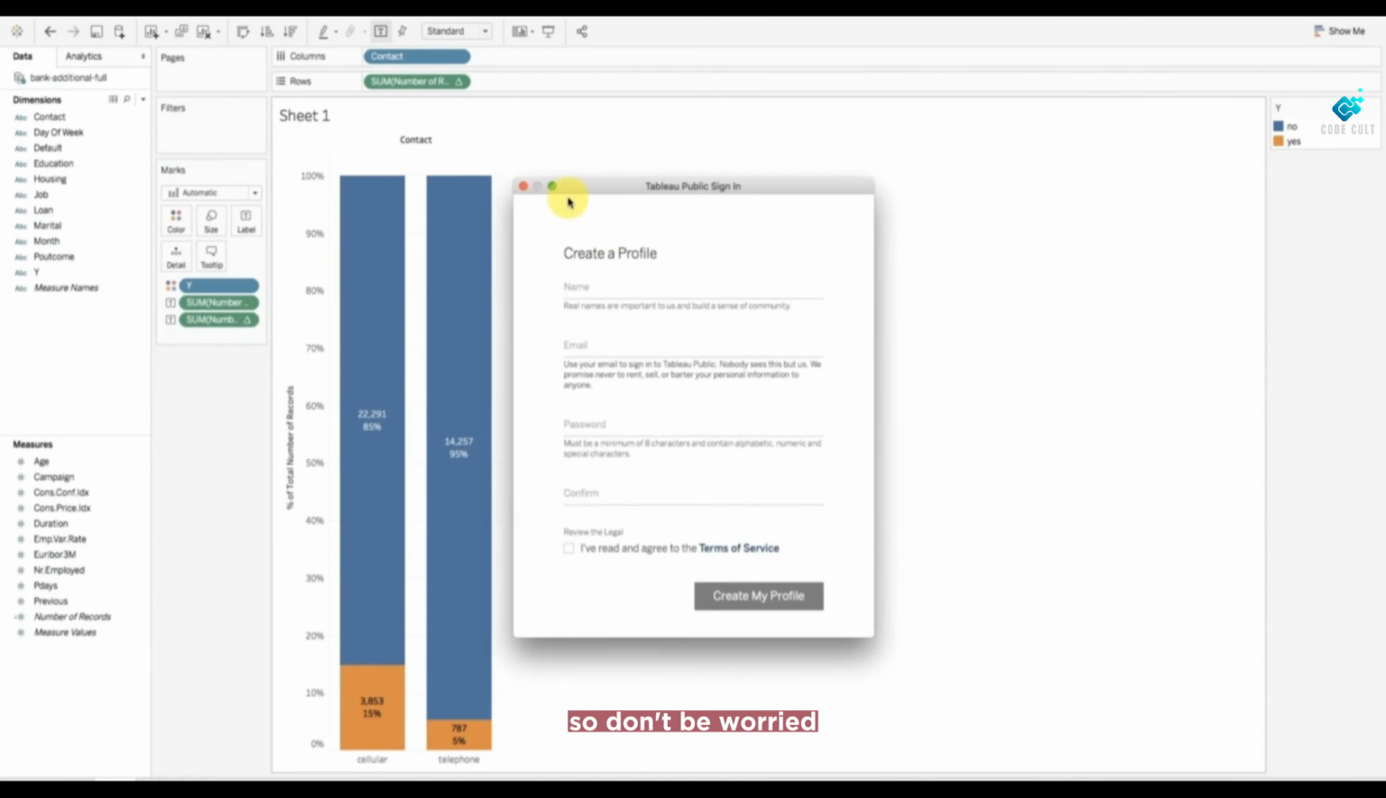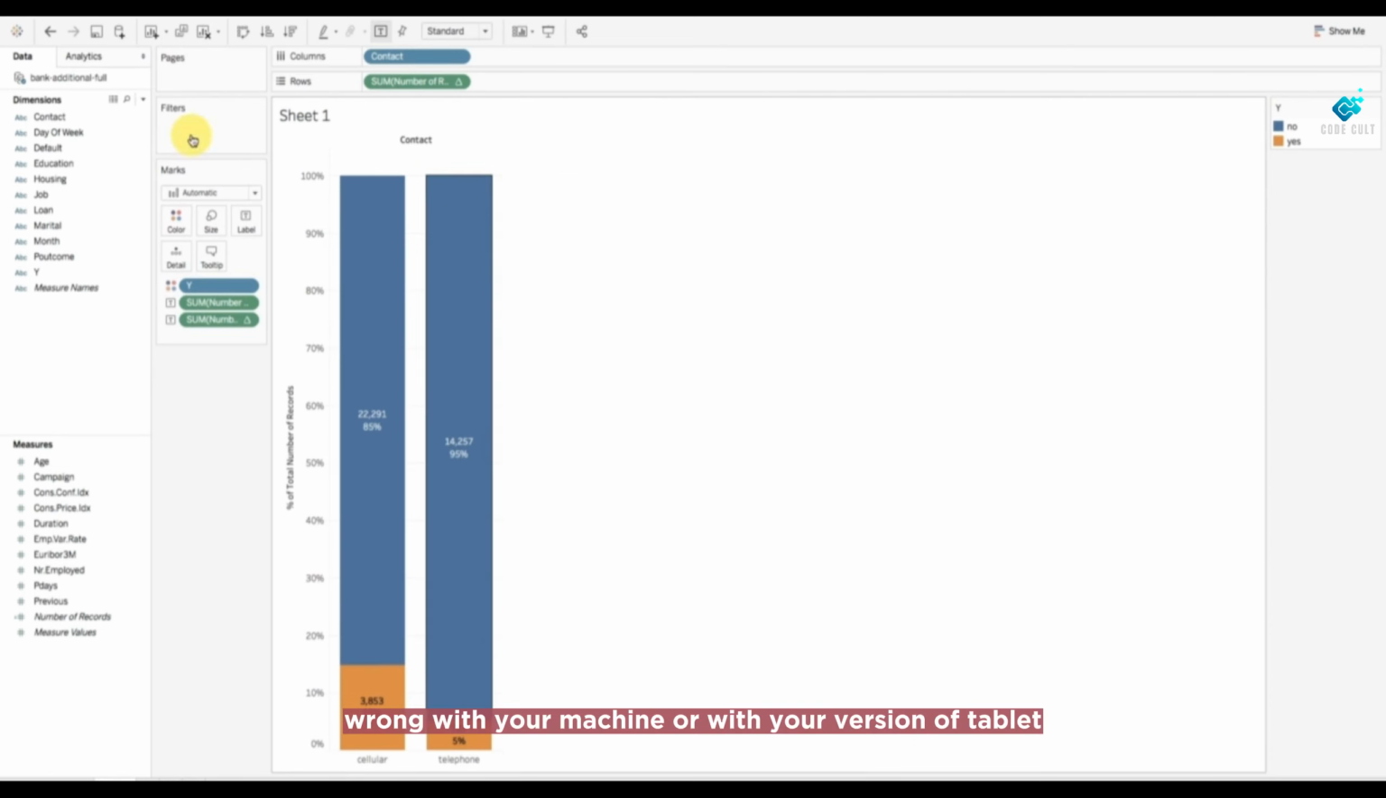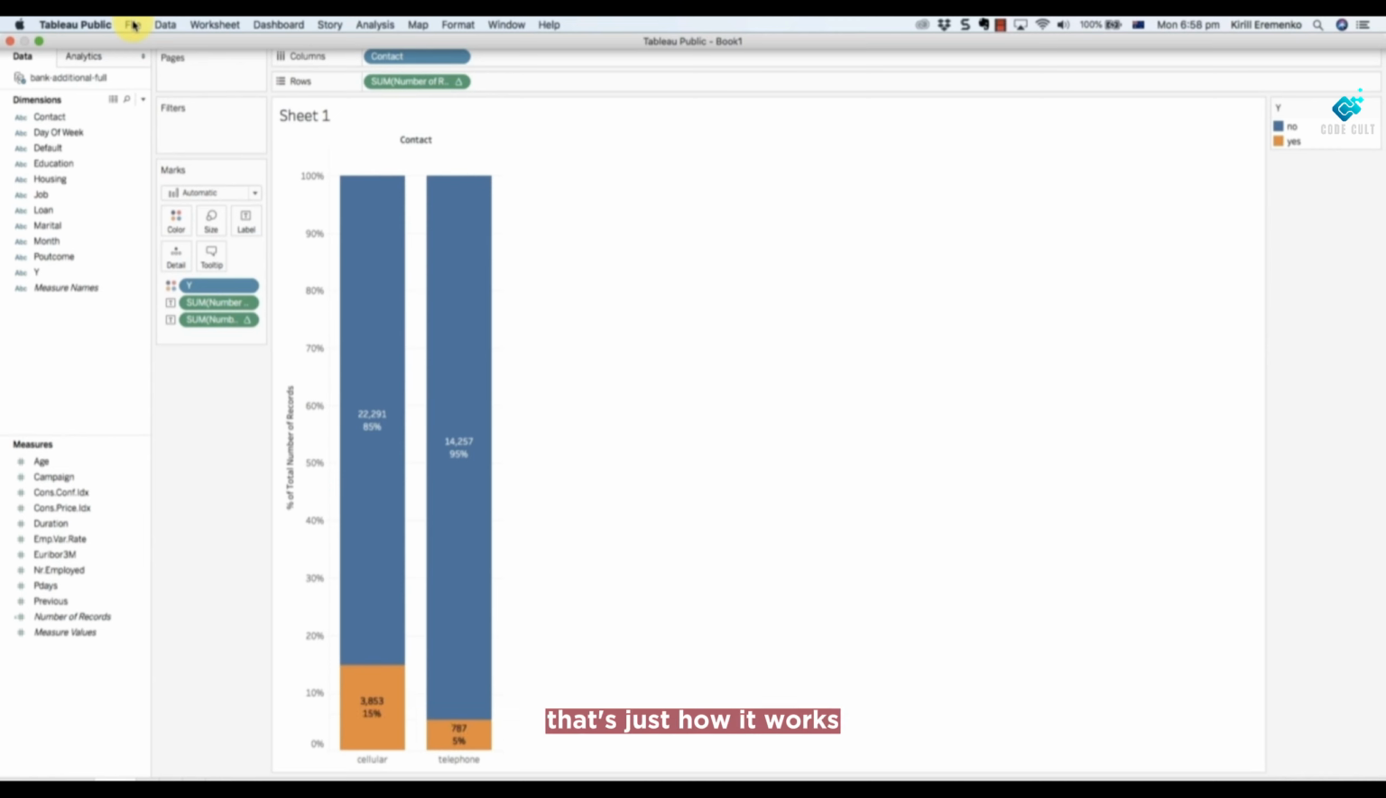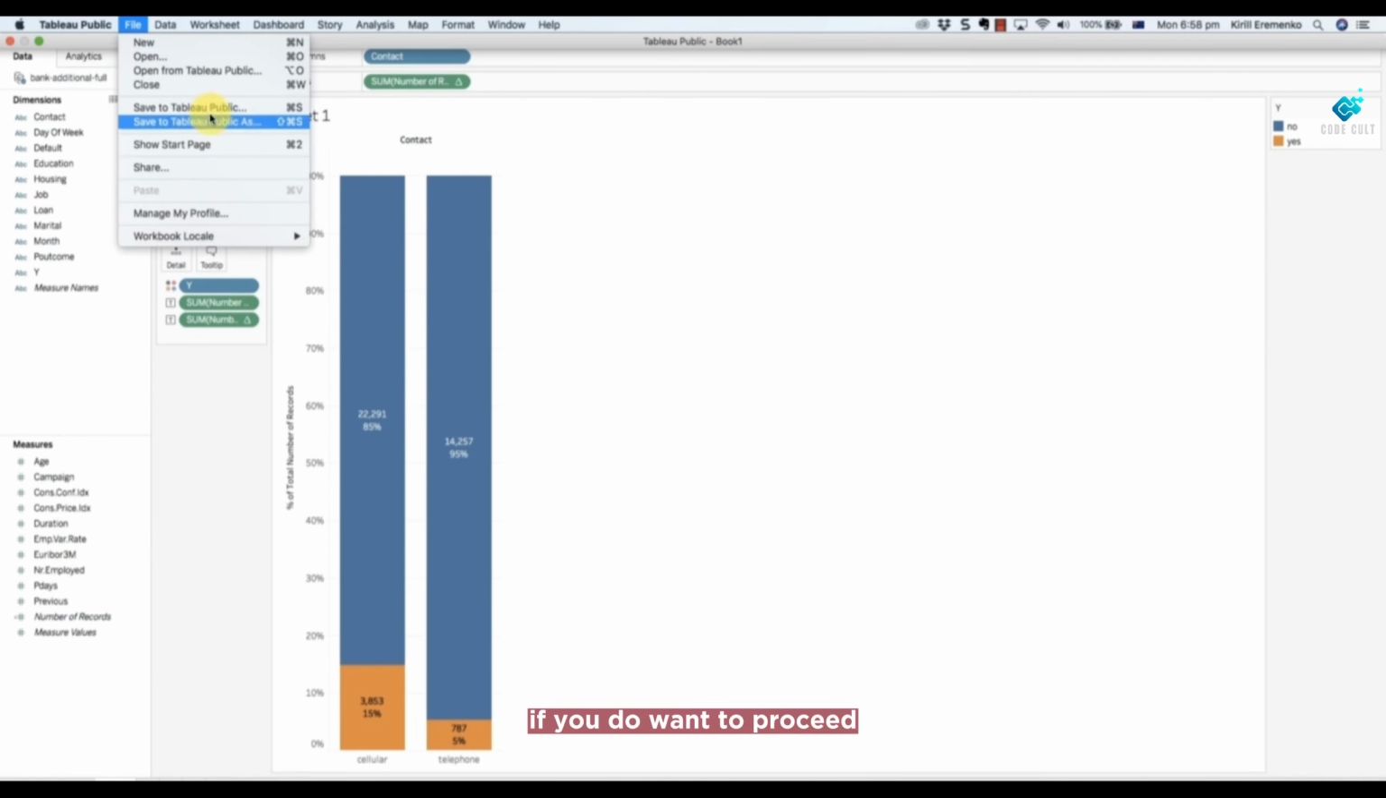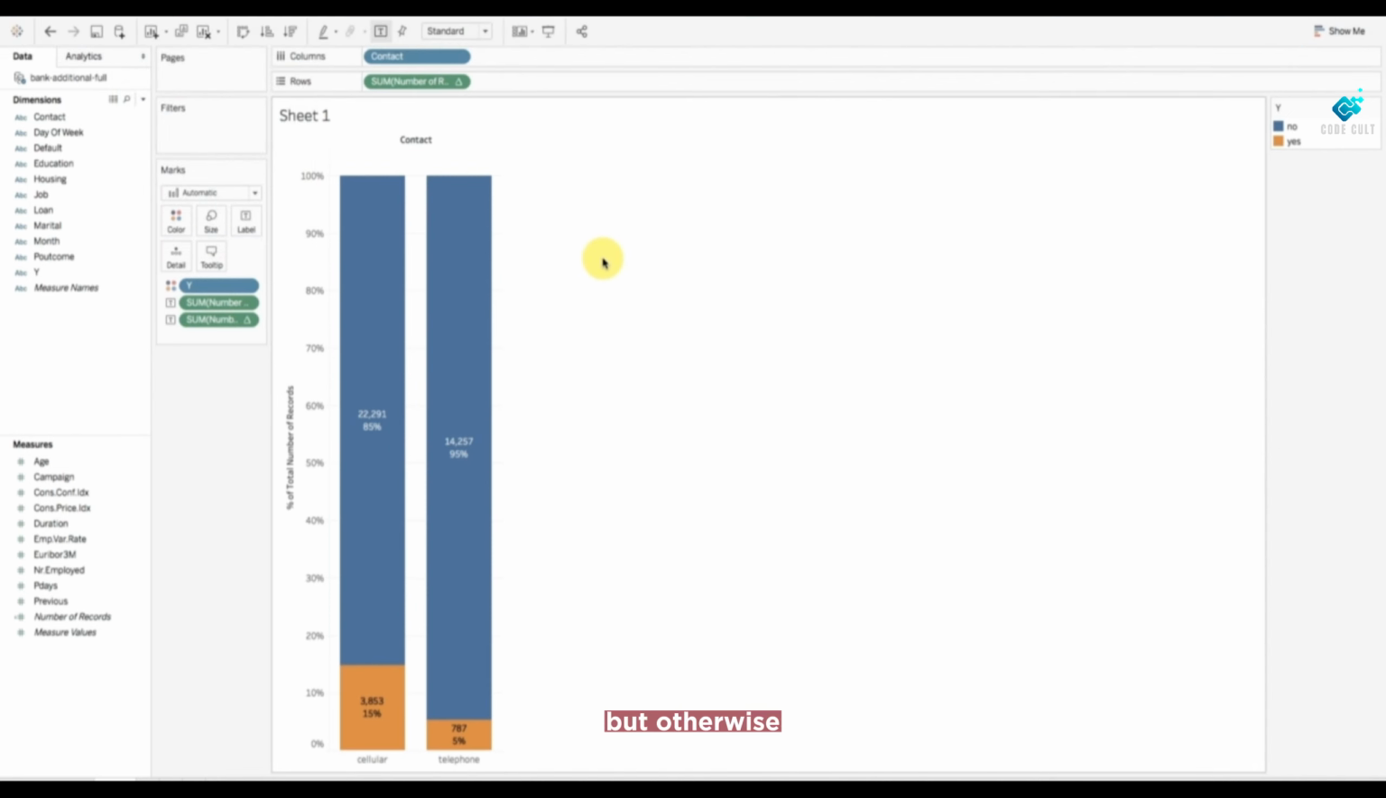So don't be worried if you do want to save. There's nothing wrong with your machine or with your version of Tableau. That's just how it works. If you do want to proceed, then feel free to create an account and you can save your work. But otherwise, even if you don't, it's okay as well, because you can just keep it open until we get to the end of this section. There's only a couple of tutorials left. And then when you do the next project, you can just start a new dashboard or a new Tableau workbook. So there you go. That's how Tableau Public works.